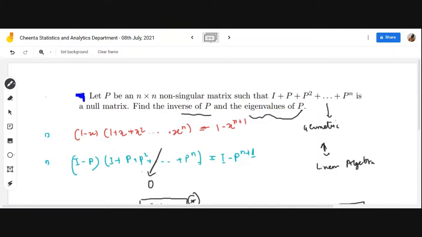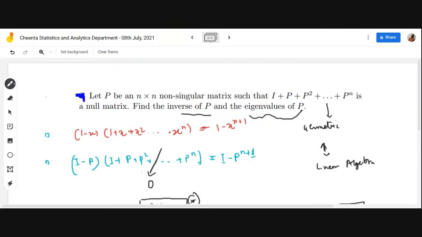The next part asks you what the eigenvalues of P are. If it asks what the eigenvalues of P are, what should you do first? Tell me, guys. It's very easy. So we can make use of a property. What property?